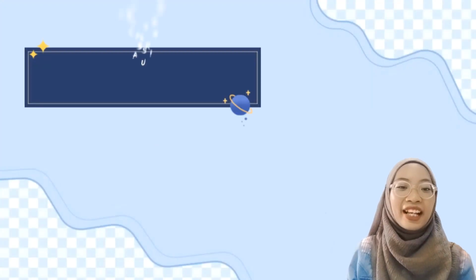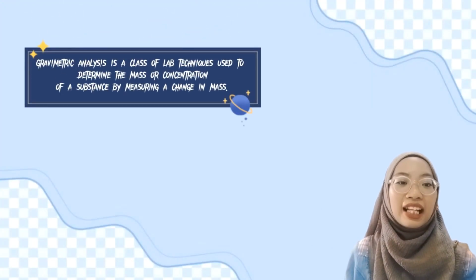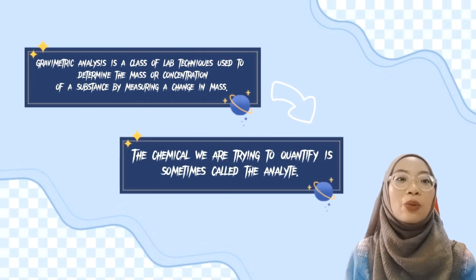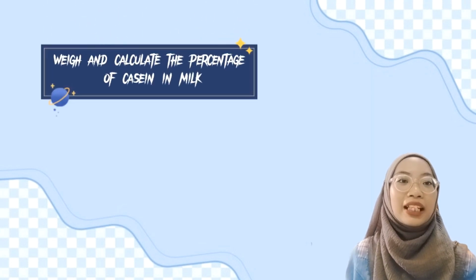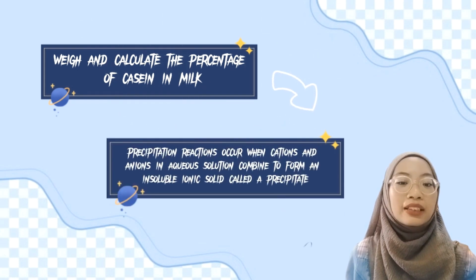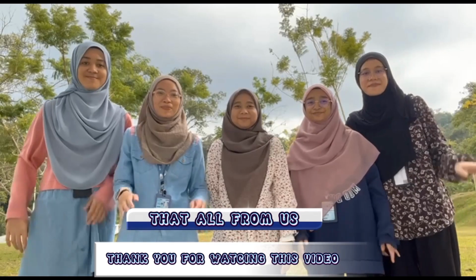In conclusion, gravimetric analysis is a class of lab technique used to determine the mass or concentration of a substance by measuring a change in mass. The chemical we're trying to quantify is sometimes called the analyte. In this video, we weigh and calculate the percentage of casein in milk. A precipitation reaction occurs when cations and anions in aqueous solution combine to form an insoluble ionic solid. That's all.